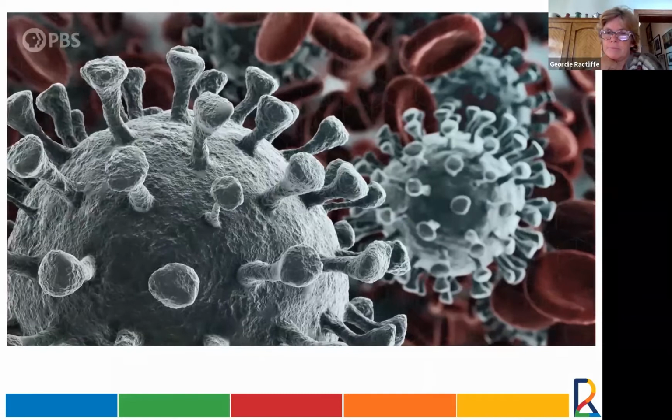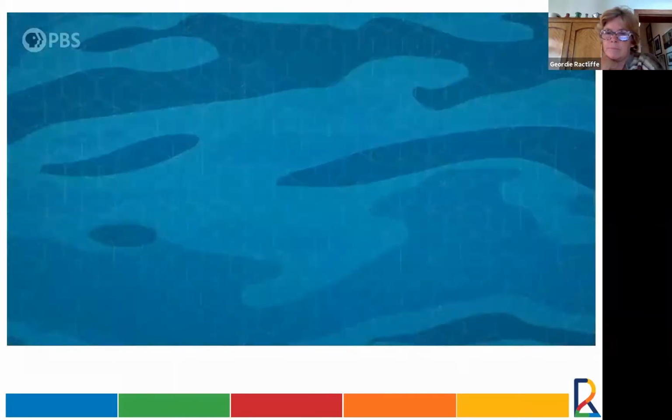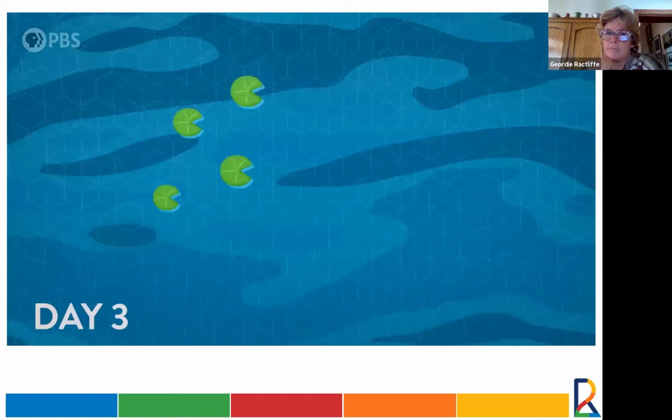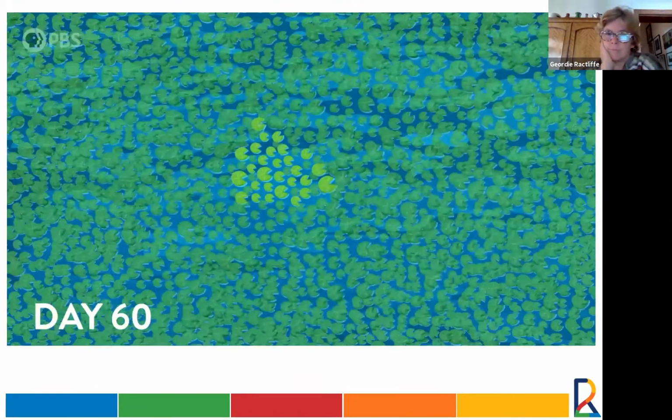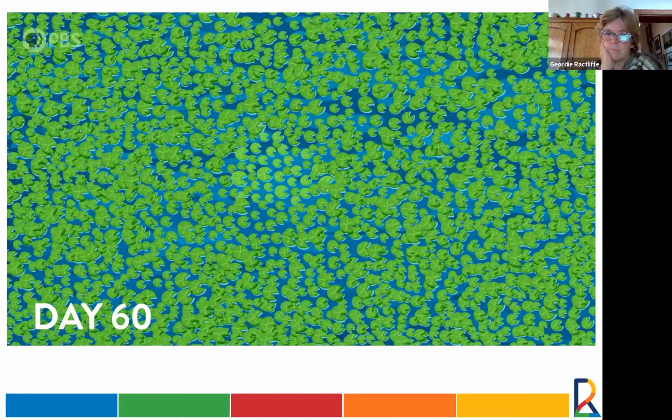Instead of thinking about viruses, let's say you have a pond. And on the pond is a single lily pad. This type of lily pad reproduces once a day. So on day 2, you have 2 lily pads. On day 3, you have 4, etc. If it takes the lily pads 60 days to cover the pond completely, how long will it take for the pond to be covered halfway?